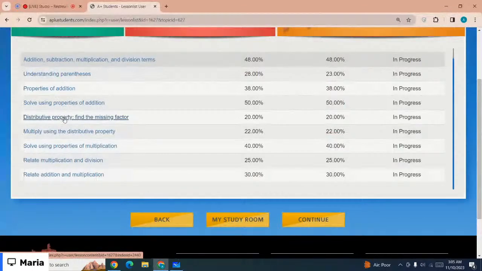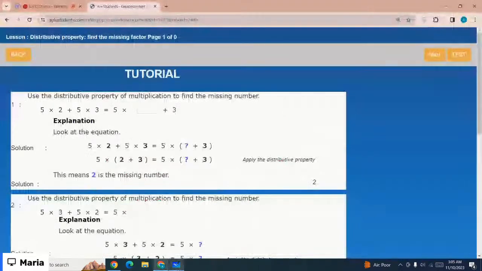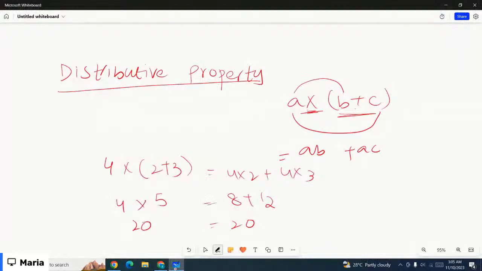Distributive property, find the missing factor. You have to find a missing factor, so keep the distributive property in your mind. The numbers on both sides must be the same. You can see here the numbers involved are 4, 2 and 3, and here the numbers are 4, 2 and 3. So the distributive property looks like this: A times (B plus C) equals AB plus AC. A is the number that is multiplying with B and C, so on the other side you can see A appears twice. Got it? Now let's start with the example.